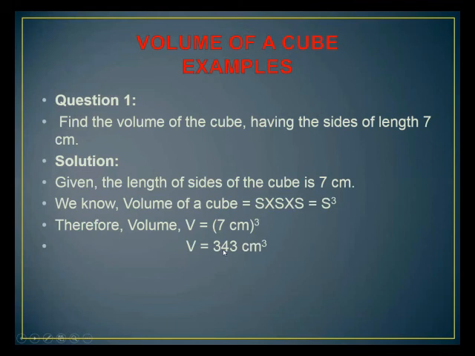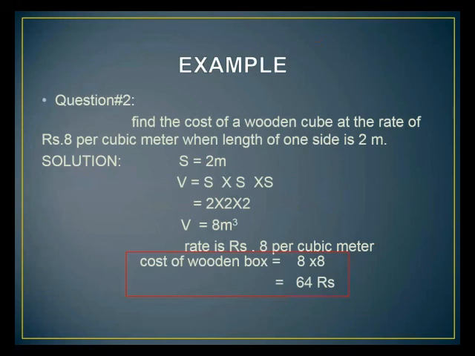Okay, take a screenshot and then we will move further. Here's the example of the volume. Find the cost of the wooden cube at the rate of rupees 8 per cubic meter when the length of one side is 2 meter.